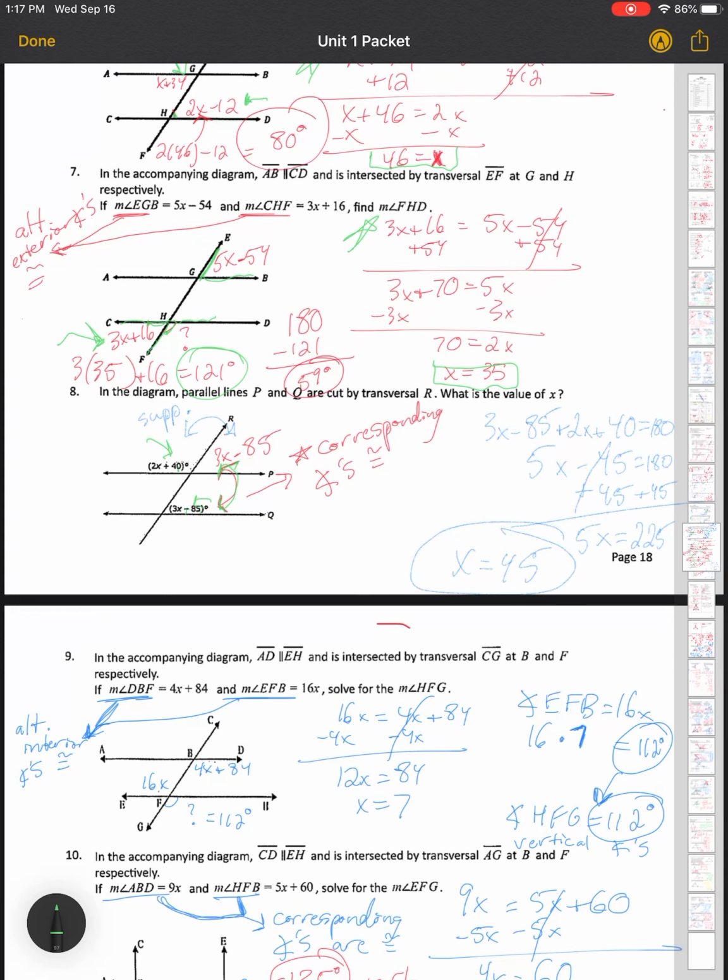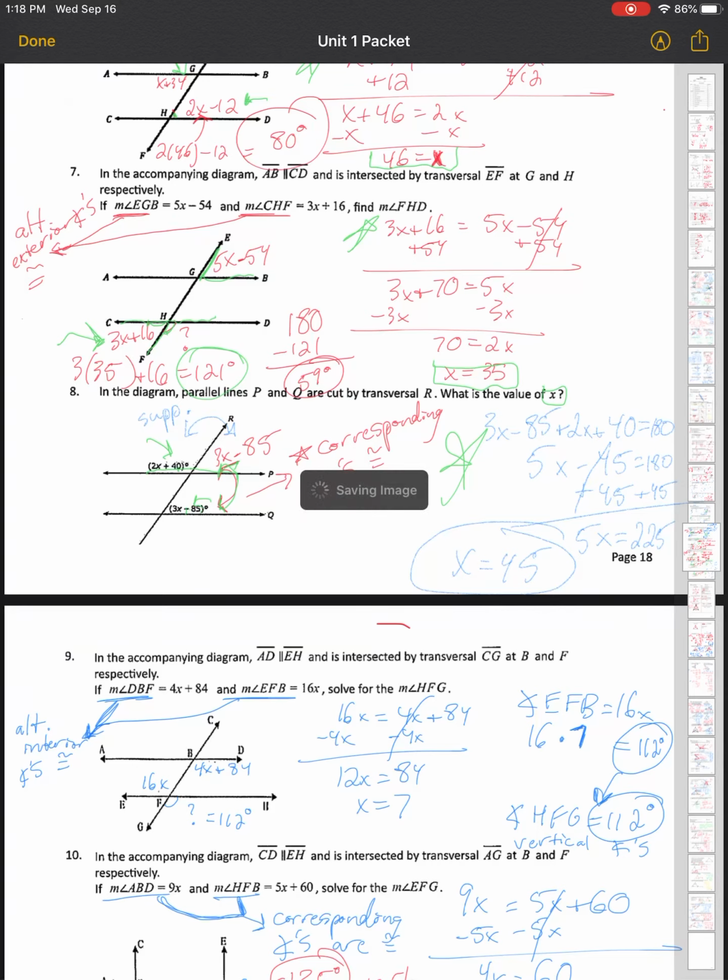Now we have two angles along a straight line here. We know they're supplementary. So if you take a look over here, I add them together and set them equal to 180. I solve and I get x is 45, which is what they're asking for.